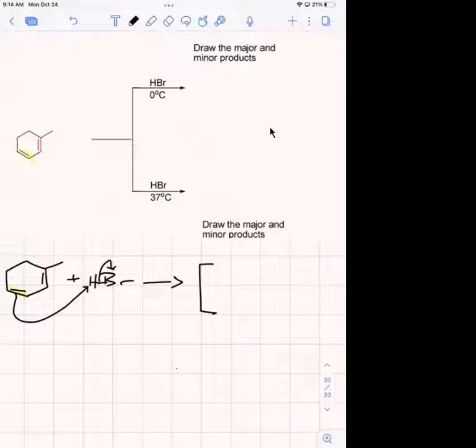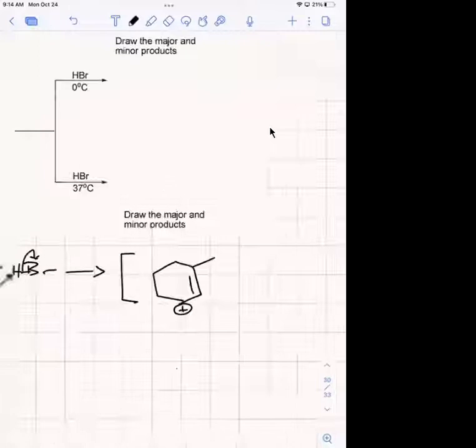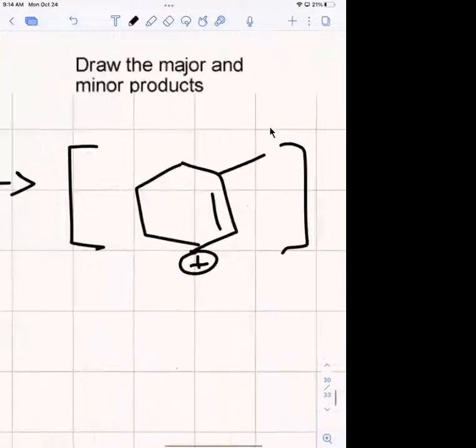So what does the intermediate look like? The plus is going to be at the third carbon. So you're saying it's going to be right here? Yes, and that's the key to the problem. Let me fix that up.